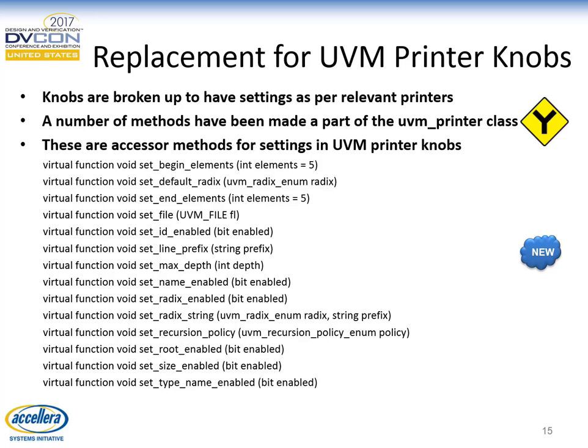A number of these methods are now part of the UVM printer class. And there are accessor methods for setting each of these knobs, and that's the listing that you have here. These are new. So basically you'll see begin elements, default radix, end elements. If you remember logging it to a file, you have set file. I'll talk about UVM file in a minute, that's changed a little bit, but you basically see a bunch of set get kind of methods.